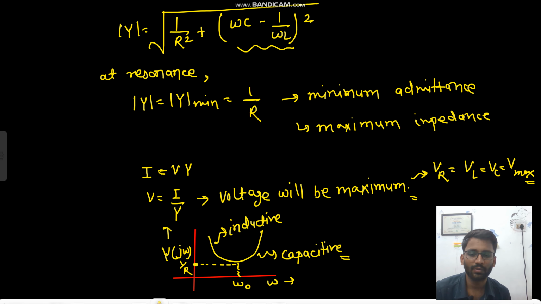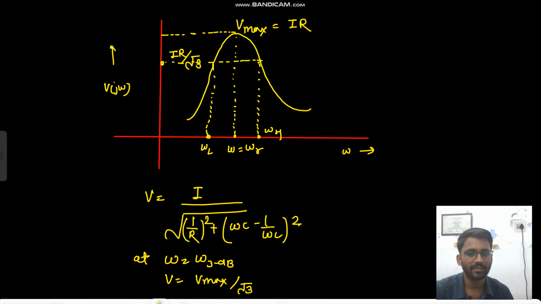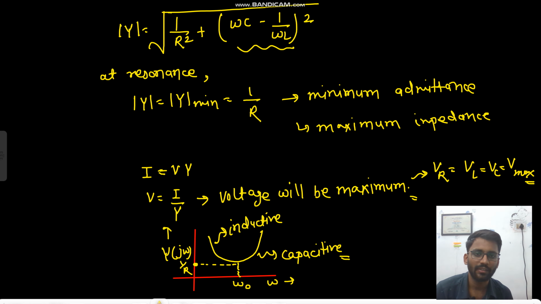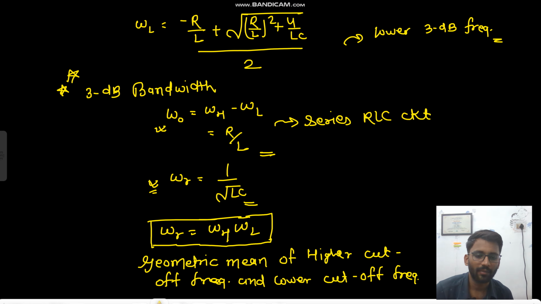First we saw that your voltage will be maximum here, and then we calculated the 3 dB bandwidth, which is 1 by RC here, and in the series case it was R by L. So how can you remember? In series RLC it is like the RL circuit, and what is the time constant of an RL circuit? It is L by R. So the frequency will be just the opposite, it is R by L. Do you understand it?